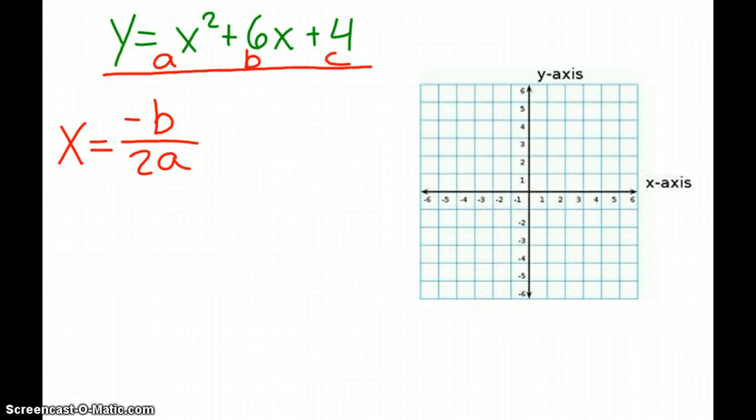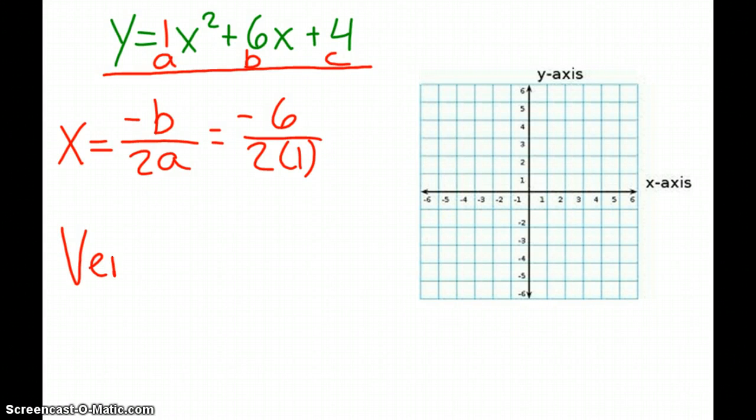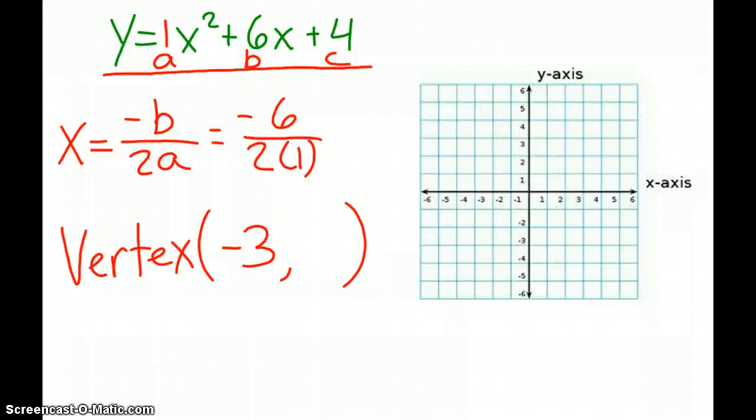And so if I want to find where the vertex of this equation will occur, I plug in negative 6 over 2 times 1. Negative b over 2 times a. Because remember, there's a 1 there in front of x squared if there's nothing there. So this is a nice little shortcut that tells me my vertex is going to occur at negative 3 comma something. And I got negative 3 from negative 6 divided by 2 times 1, because 2 times 1 is 2. And negative 6 divided by 2 is negative 3.